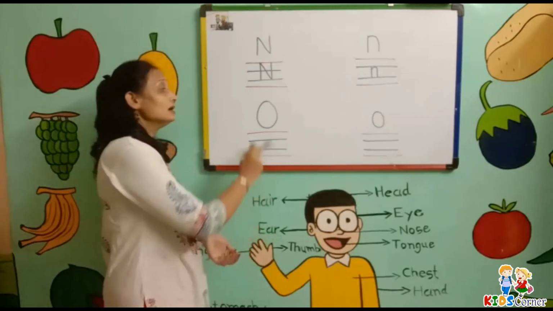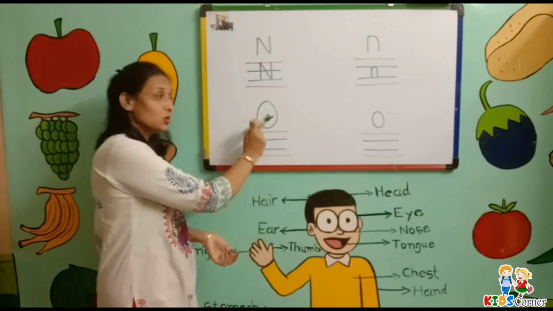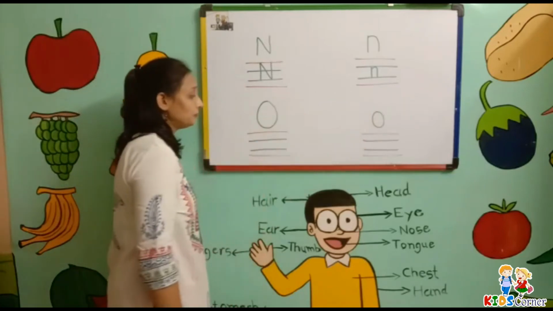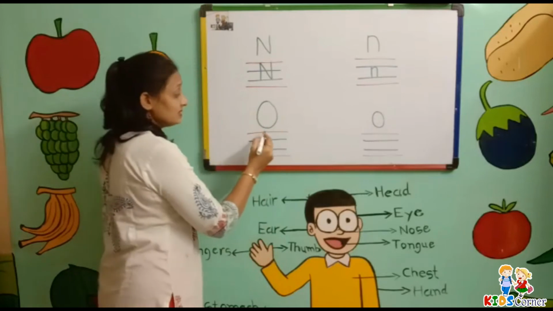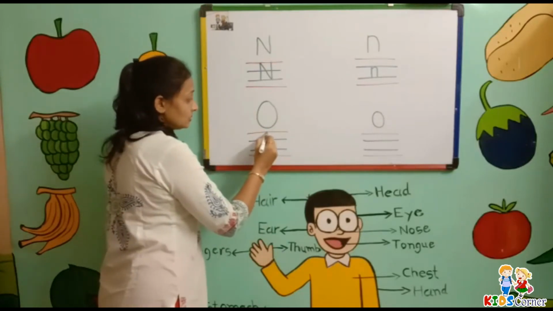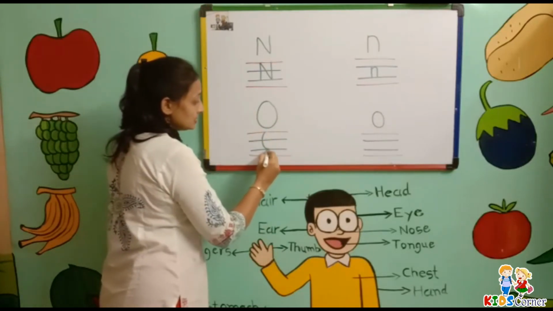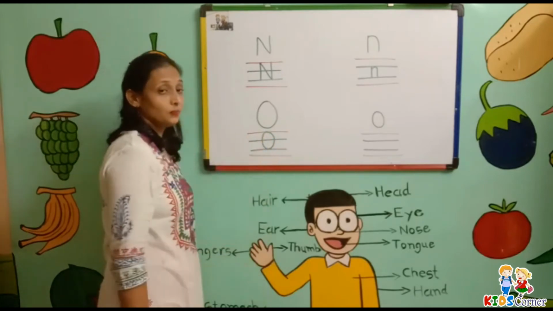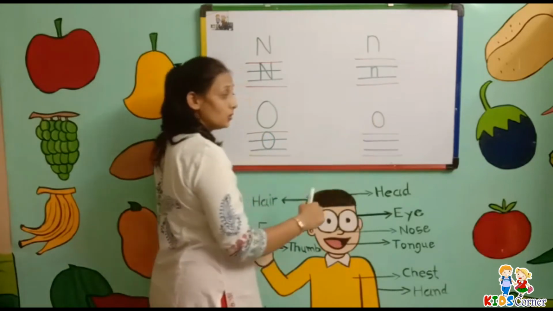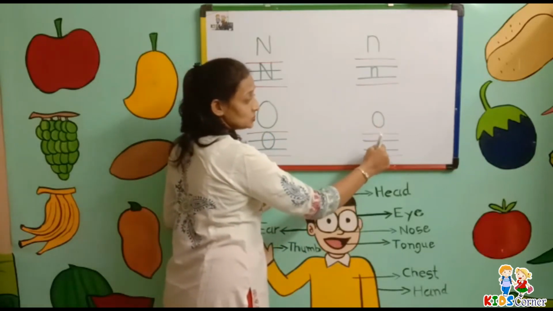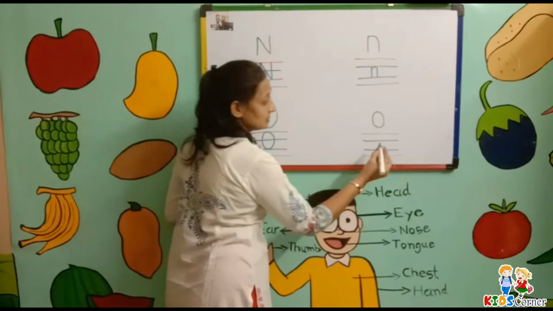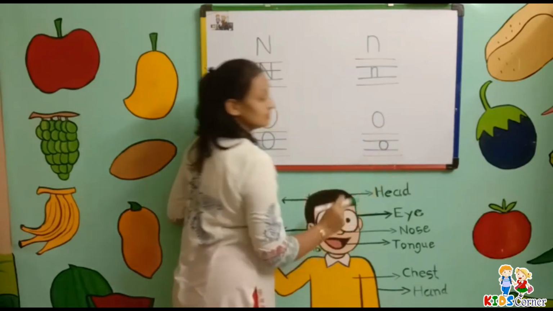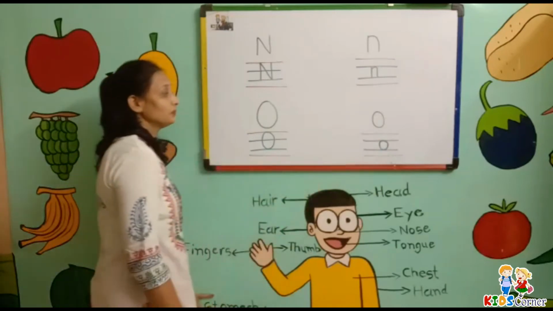Now we'll do the next alphabet, which is O. This is capital O and this is small o. Capital O, we'll start from the red line to the blue line. We'll make a circle. This is capital O and this is small o. Small o, we'll write in between the two blue lines. We'll make a circle in between the two blue lines. This is small o.